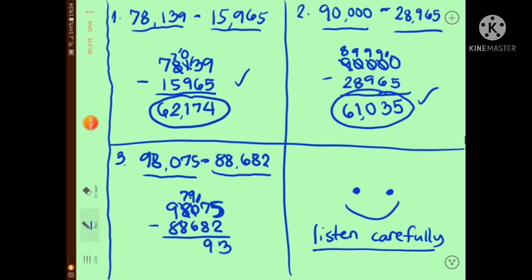9 minus 6. 3. Good job. 7 minus 8. Can or cannot? Cannot. So we will borrow from 9. So 9 will become 8. 7 will become 17. Alright. 17 minus 8. 9. And then 8 minus 8. They're the same. So therefore, our answer is 0. Alright. So this will be our final answer.